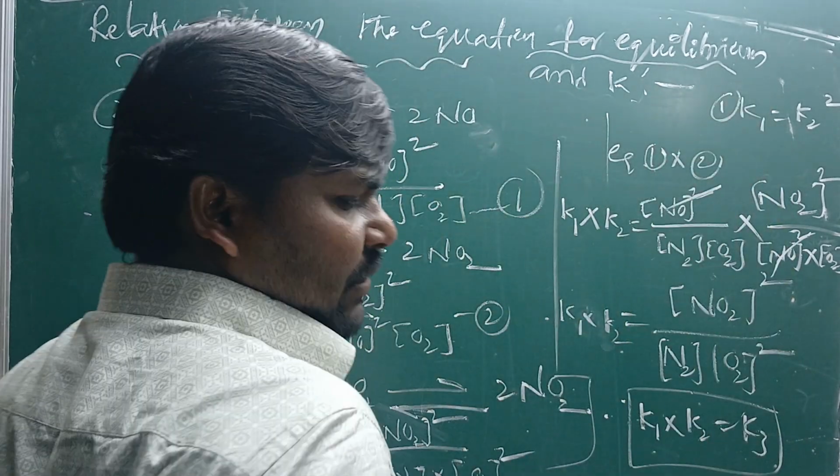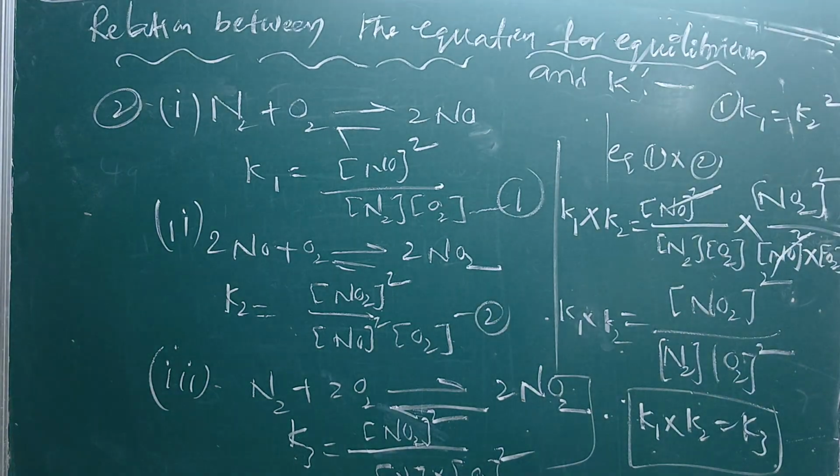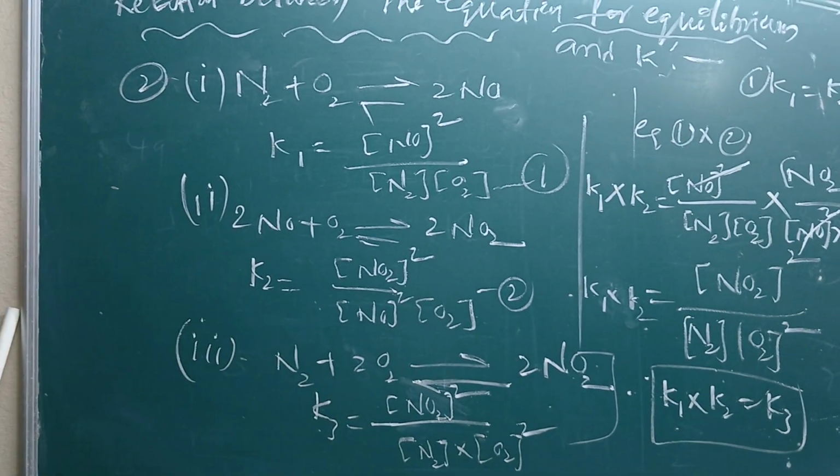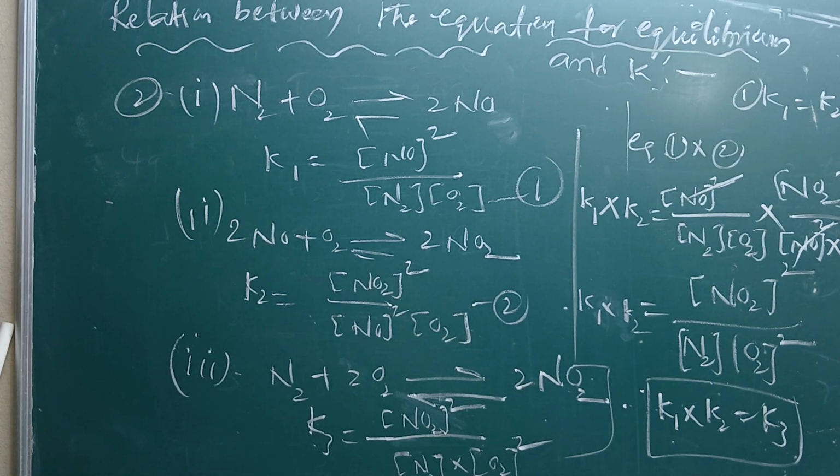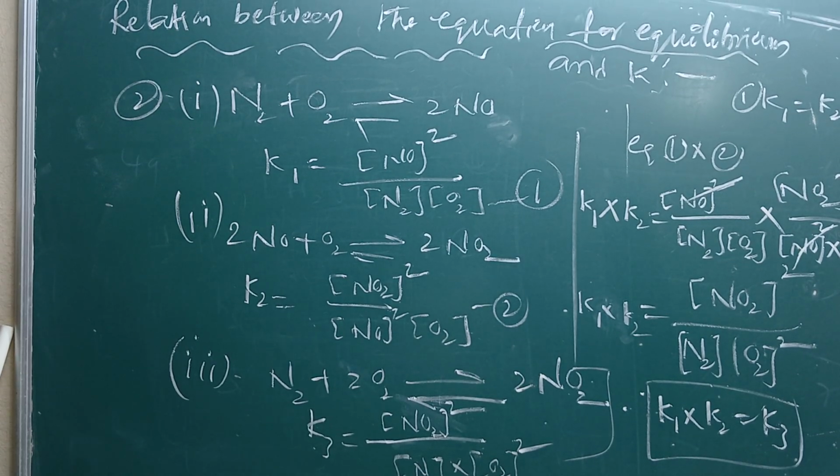It is also one of the relations. We can find out that when addition of two equilibria leads to another equilibrium, the product of their equilibrium constants gives the equilibrium constant of the resultant equilibrium. This is the information about some relations between the equation for equilibrium and the equilibrium constant. Thank you.